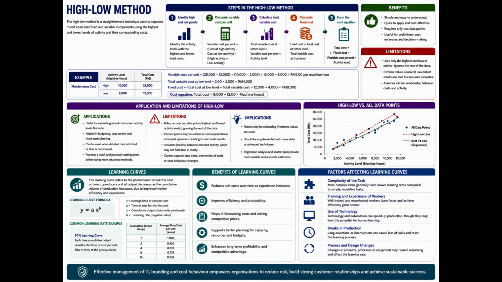Application and limitations of high-low. Although the high-low method is simple and useful for estimating costs in environments with fluctuating levels of activity, it has some drawbacks. One of the main criticisms is its reliance on only two data points, the highest and lowest activity levels, without considering the broader range of data.